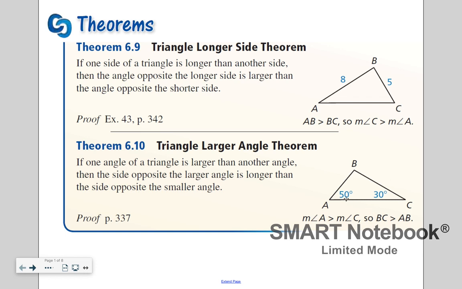Over here is pretty much the converse of it. Now we're given the angles. Wherever the largest angle is, the side across from that will be the larger side. So 50 is bigger than 30. So the side across from the 50, BC, must be greater than the side across from the 30, which is AB. You'll see that right here.